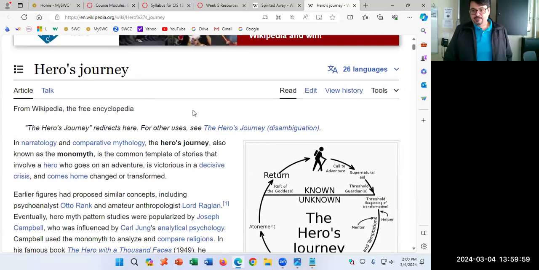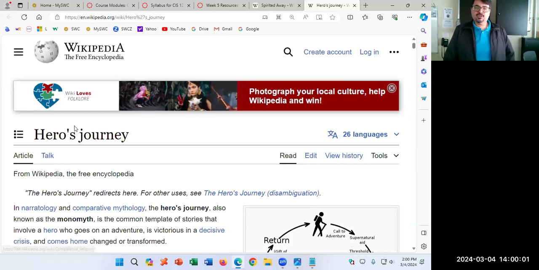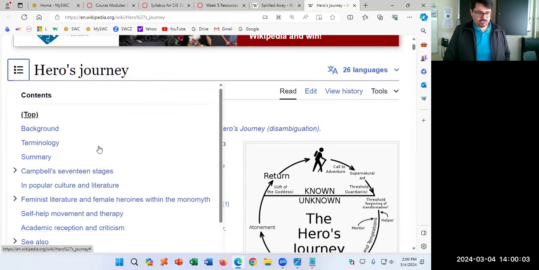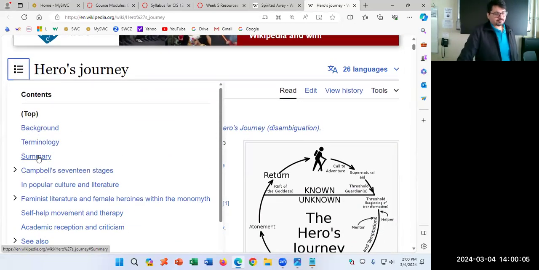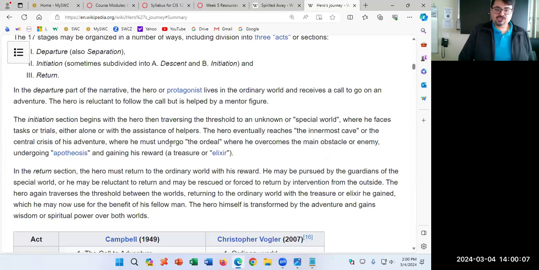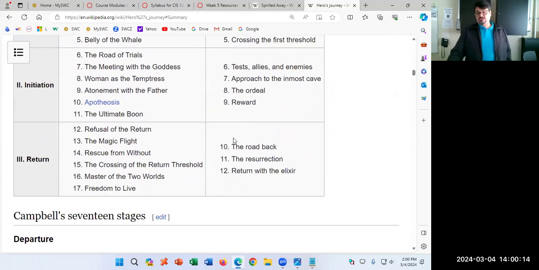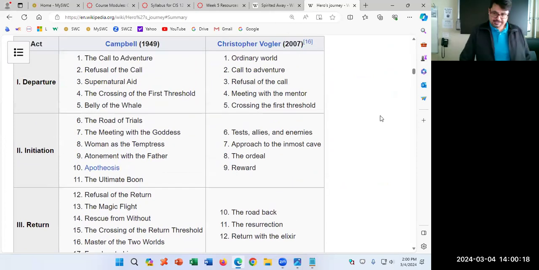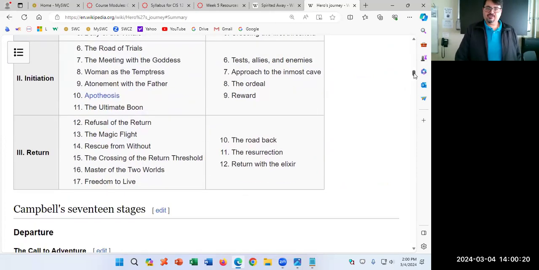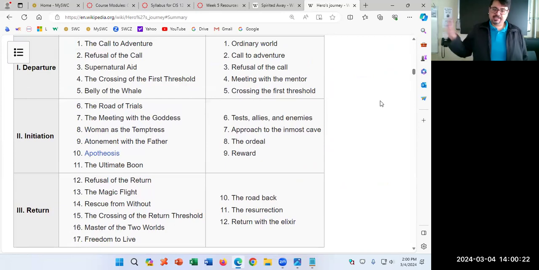It's a long article, but the important part, it's all important, but the important part, if you jump over to the section of summary, it's broken down into two versions, the 1949 version and the 2007 version. This is a checklist of 17 or 12 things as a starting point for writing a story, never mind for the assignment. We'll get to that in a moment.